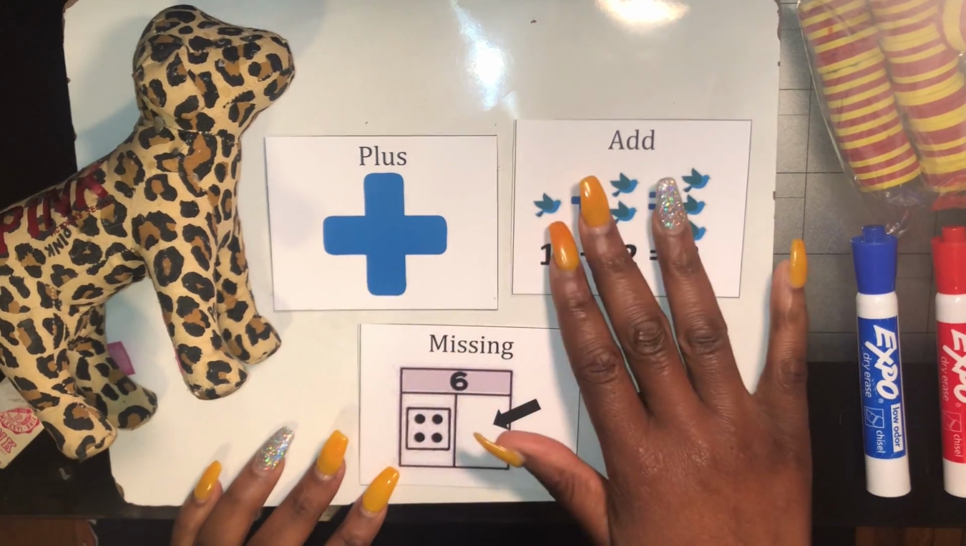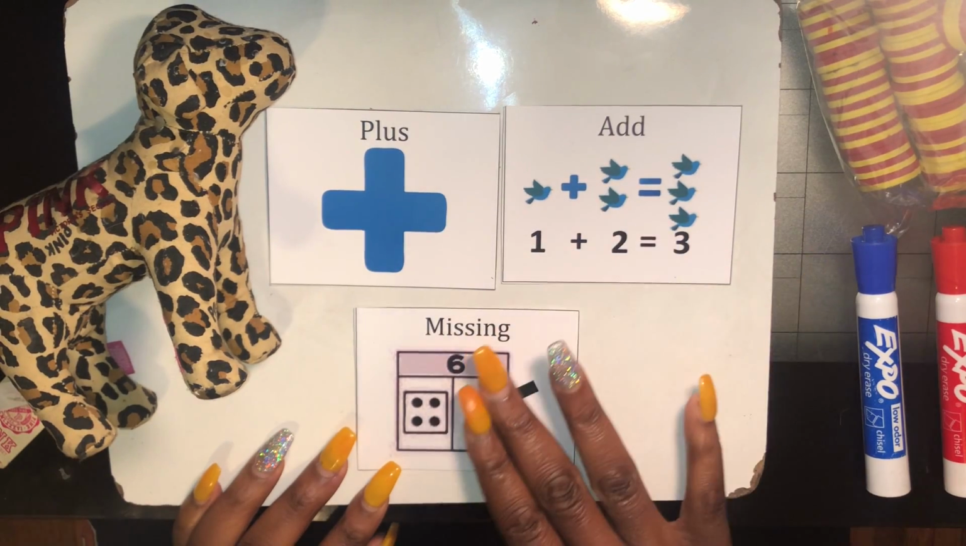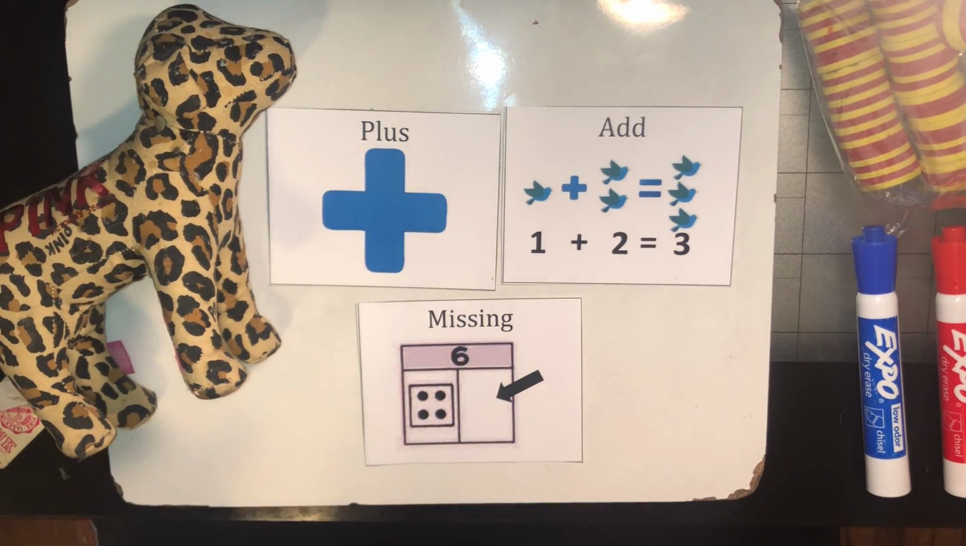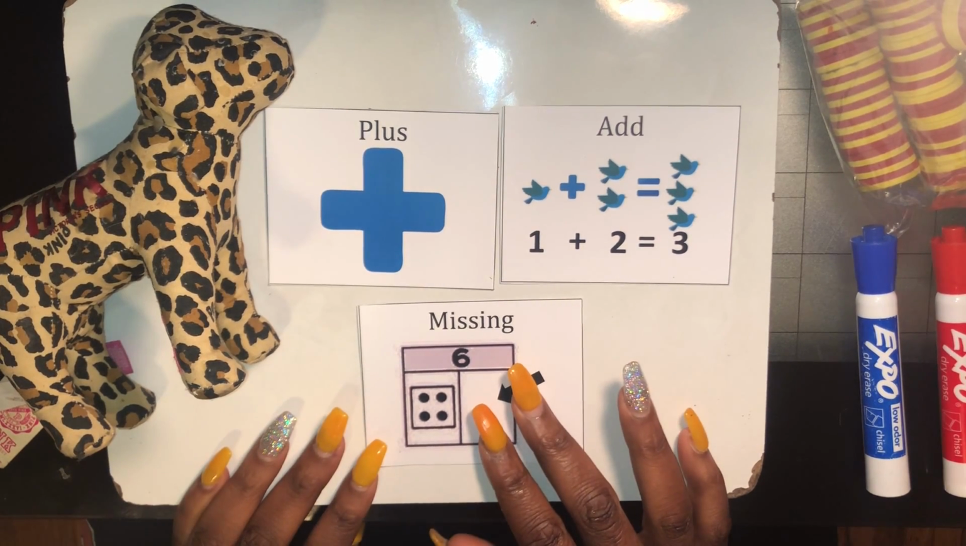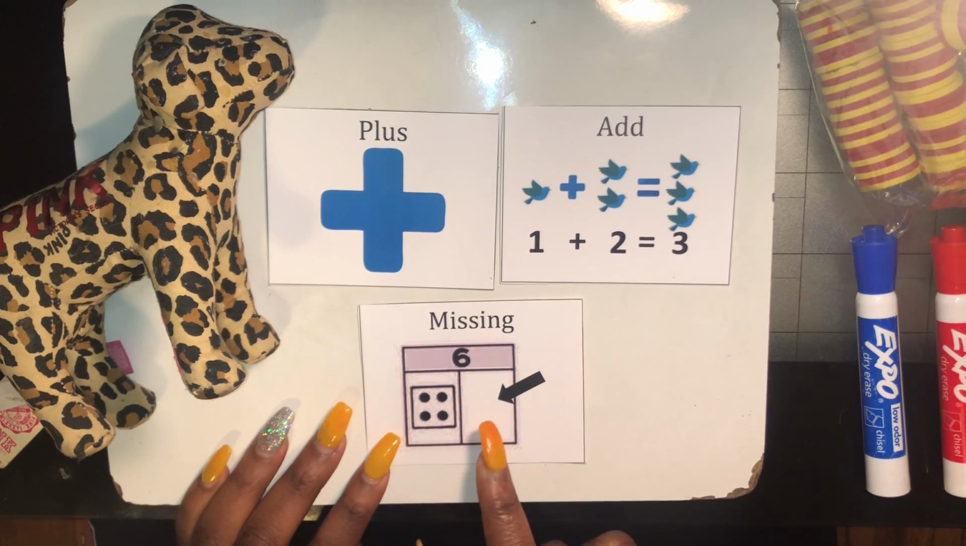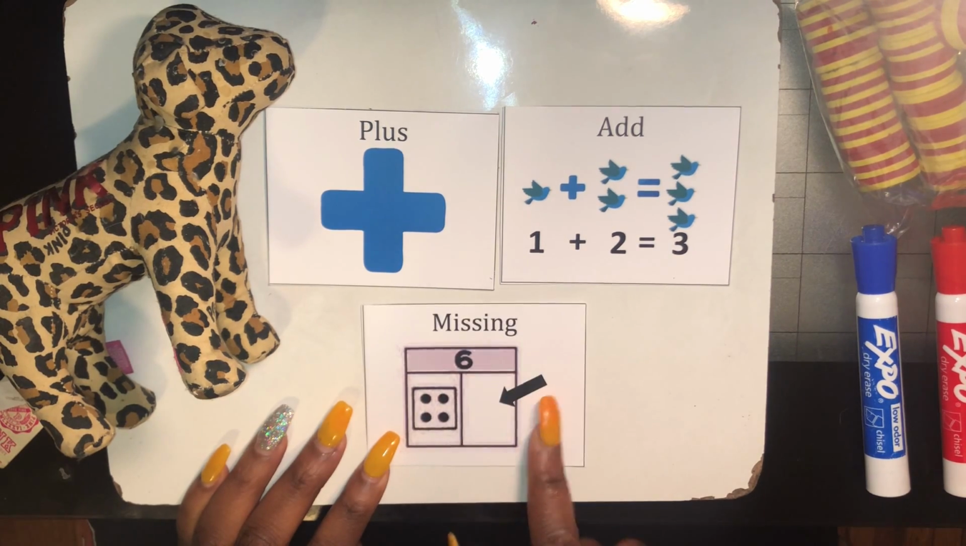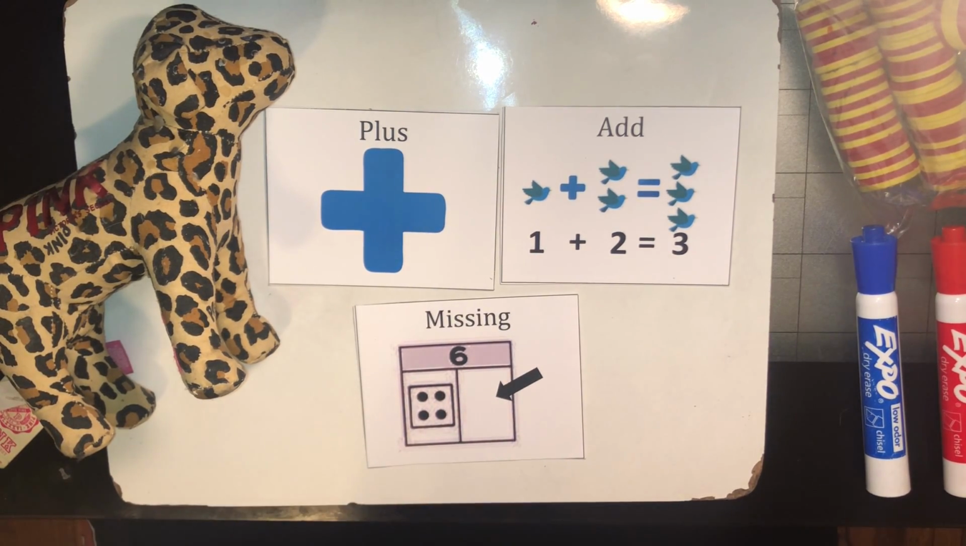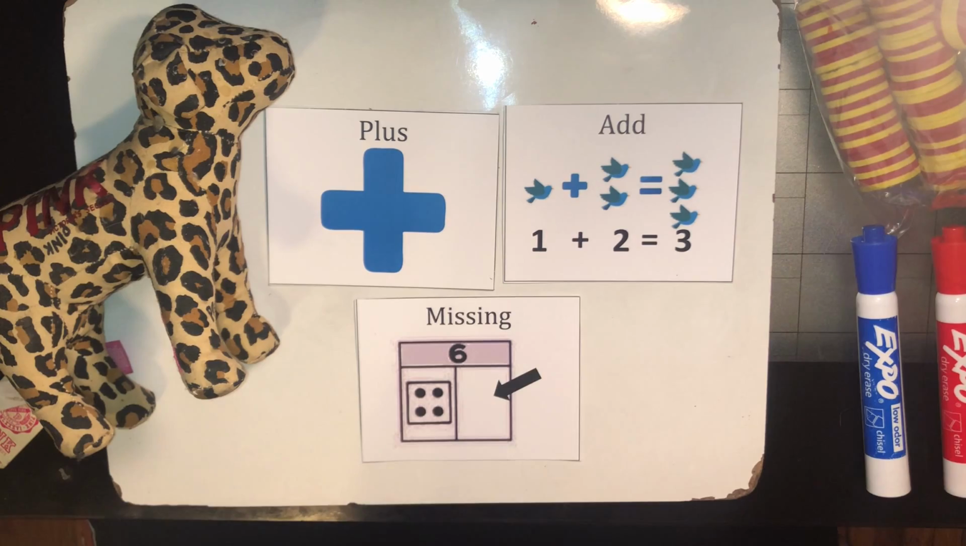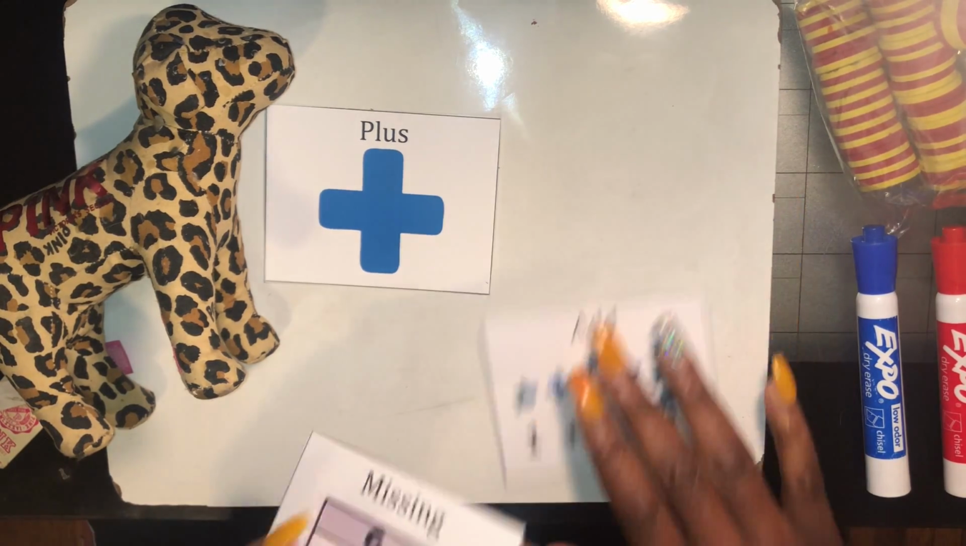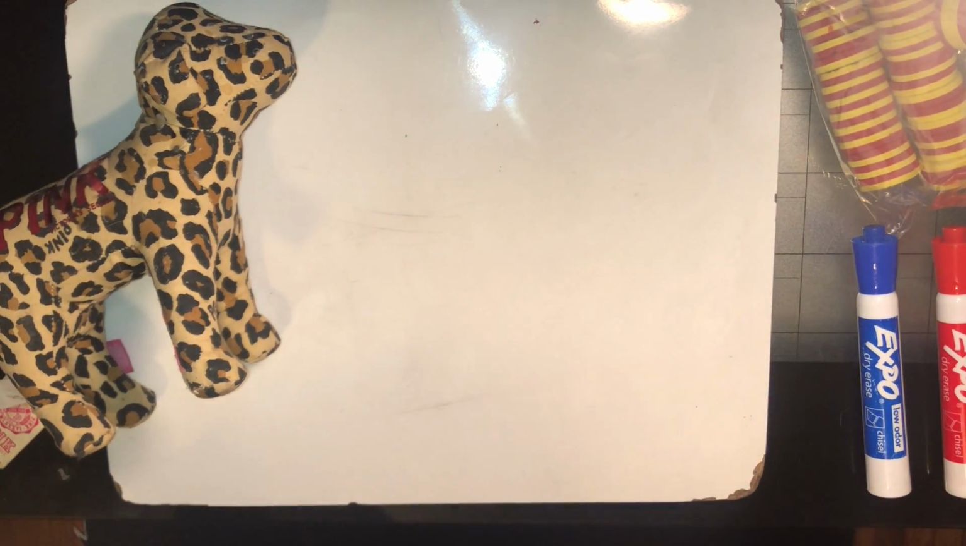The last one is missing. So when we find the missing number, that's when you find out how many more you need to make something, okay? So today we're going to be working with the number 10, and we're going to be finding the missing number to see how many more we're going to need to make 10. All right, so plus, add, and missing number. All right, so let's get started.